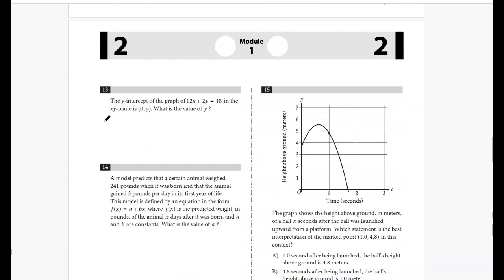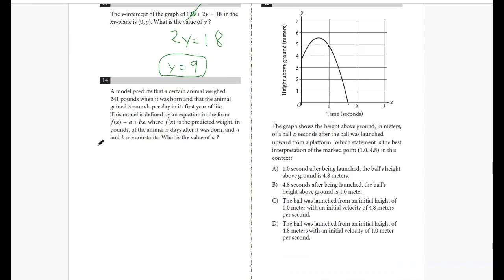The y-intercept of the graph of 12x plus 2y equals 18 in the xy plane is (0, y). What's the value of y? So if I put 0 here instead of x, this goes away. So 2y is equal to 18. y is going to be 9. So 9 is the correct answer.